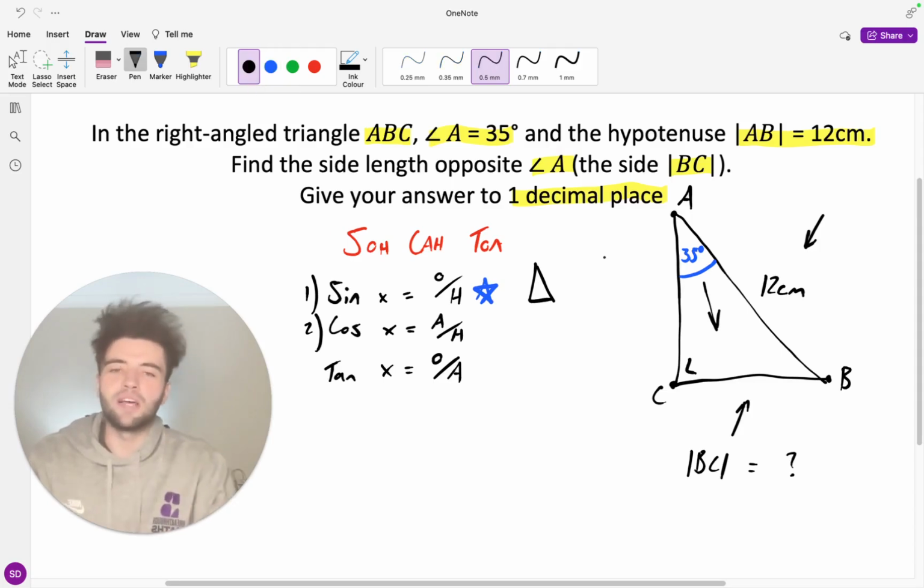So the best way to actually get familiar with these is just to practice. So just practice identifying which ratio you can use for any given question, but that's going to be it in terms of identifying now.